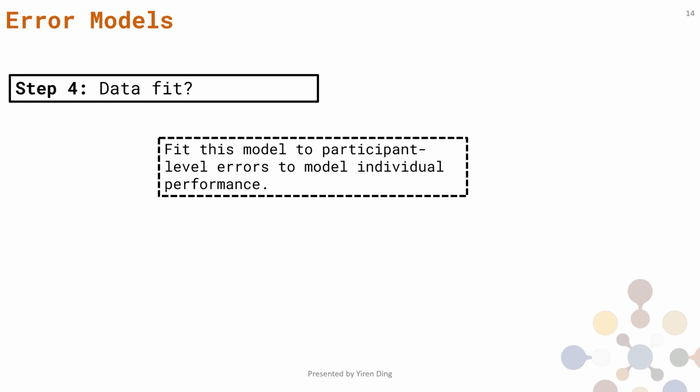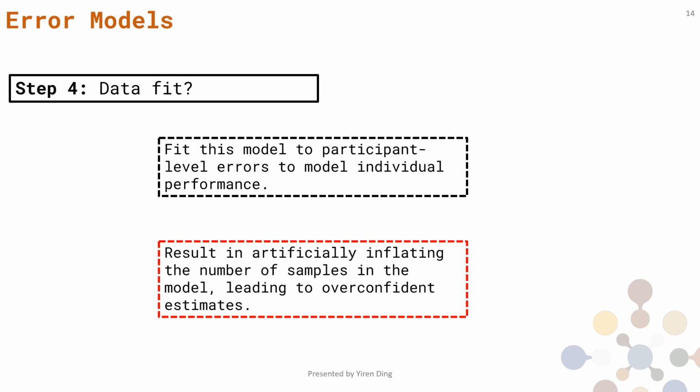Now, can we fit the model to the participant-level error instead of the mean of error directly? Remember, we have 1200 trials, and each unique visualization and data combination was repeated 15 times. If we simply fit the model to participant-level error, we are inflating the number of trials and will cause model overfit.